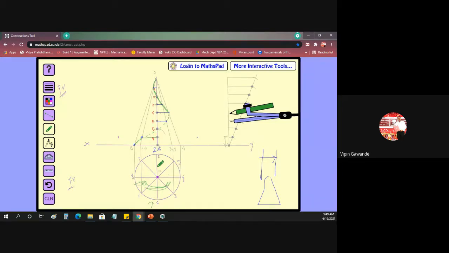On the top side, this semicircle is invisible, and the bottom semicircle is visible. So the visible part is 1, 2, 3, 4. That means here we will start from the vertex O. It will always start from the vertex. So 0, 1, 2, 3, 4 is the dark line, and then 4, 5, 6, 7, 8 is the dotted line. So this is our helix on the cone.